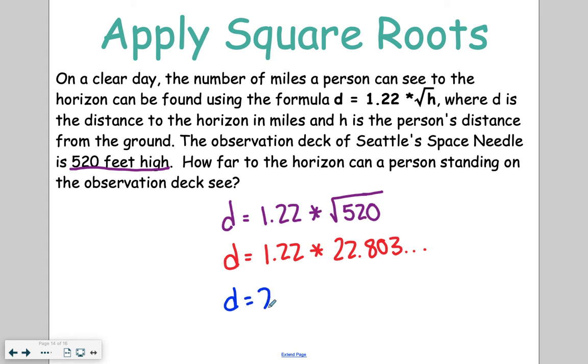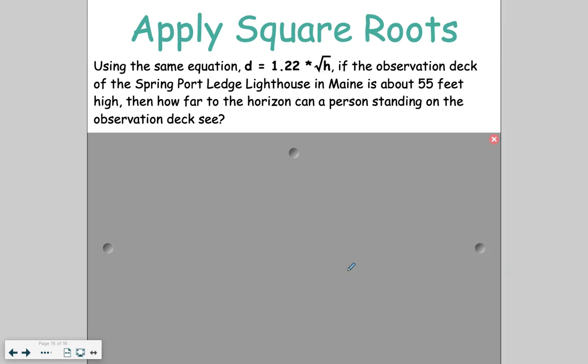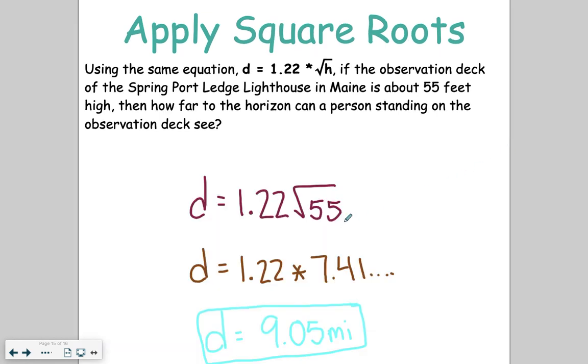So that's 27.82 miles that they can see off into the distance. Go ahead and try this one with that same equation on your own. So you plug in your 55, solve that square root, multiply by 1.22, and you get 9.05 miles.